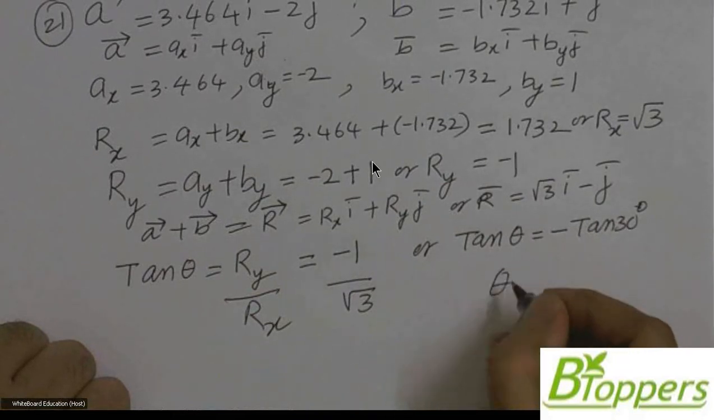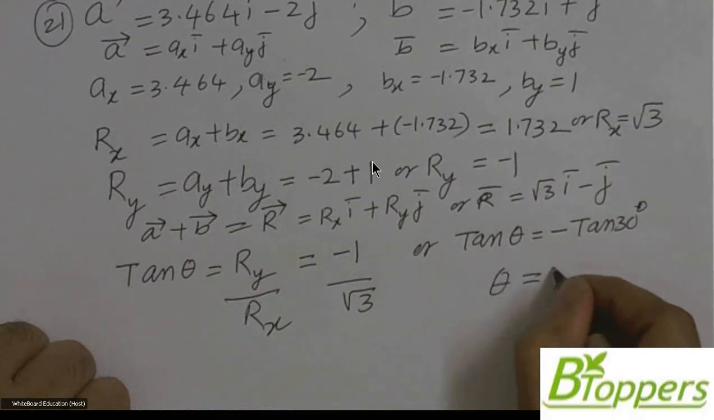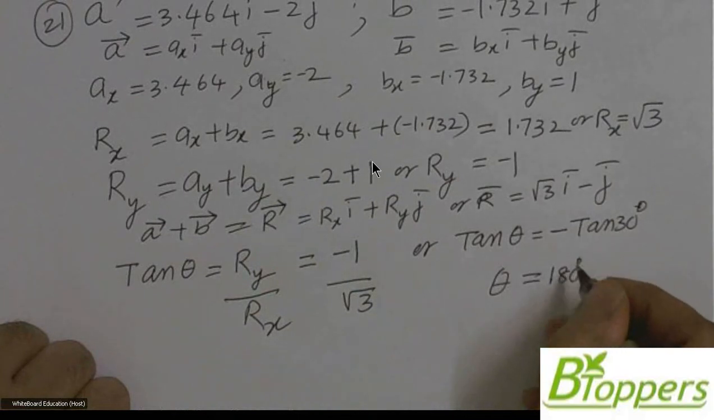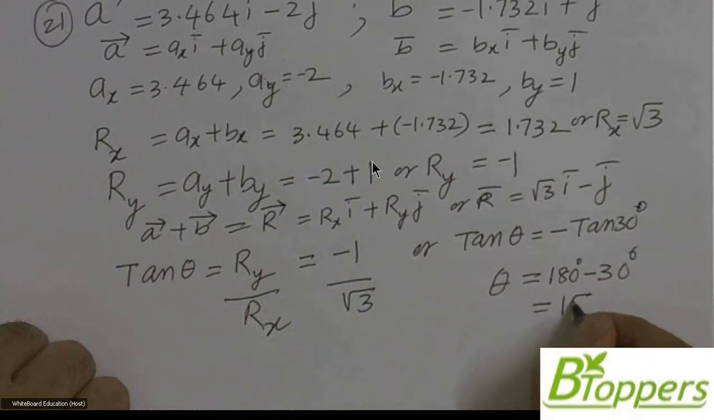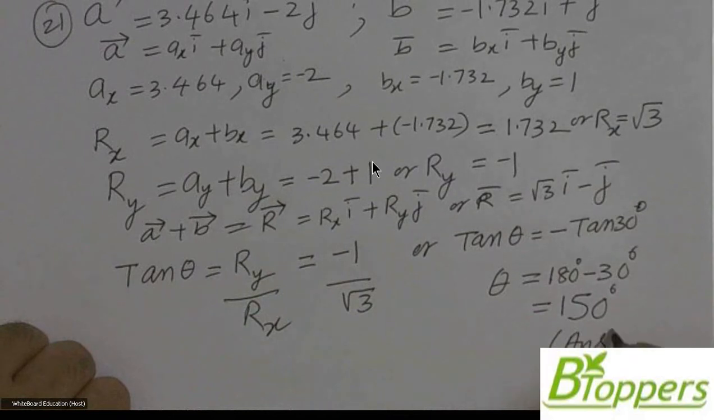That means the angle theta made by the resultant vector with the positive direction of x-axis will be 180 degrees minus 30 degrees, or 150 degrees. So that is the answer. The angle made by the resultant of a bar and b bar with the positive direction of x-axis will be 150 degrees. If you want, you can take a pause and copy the solution.